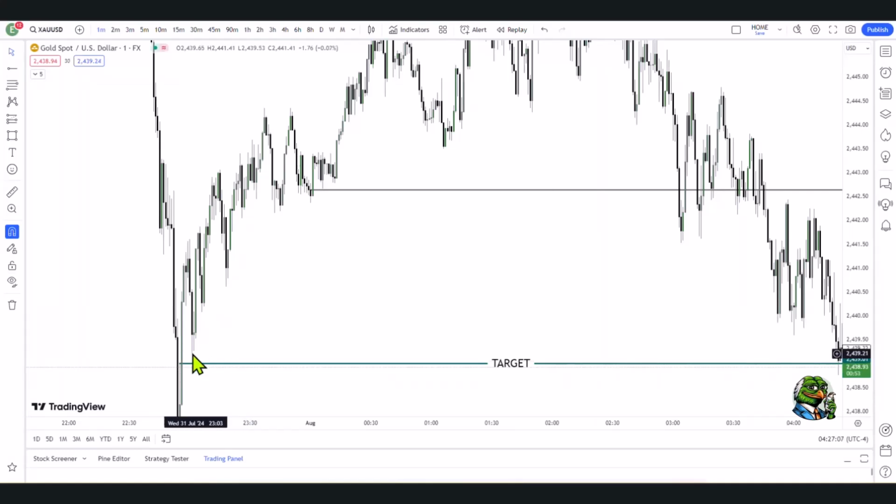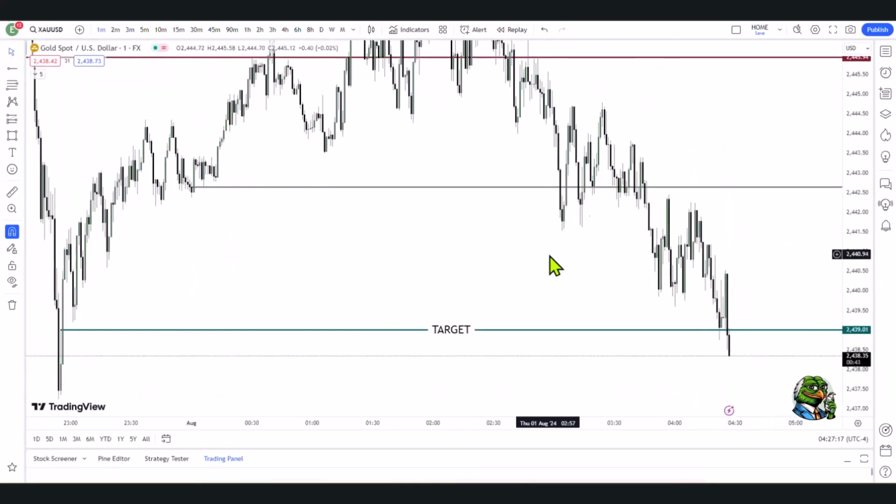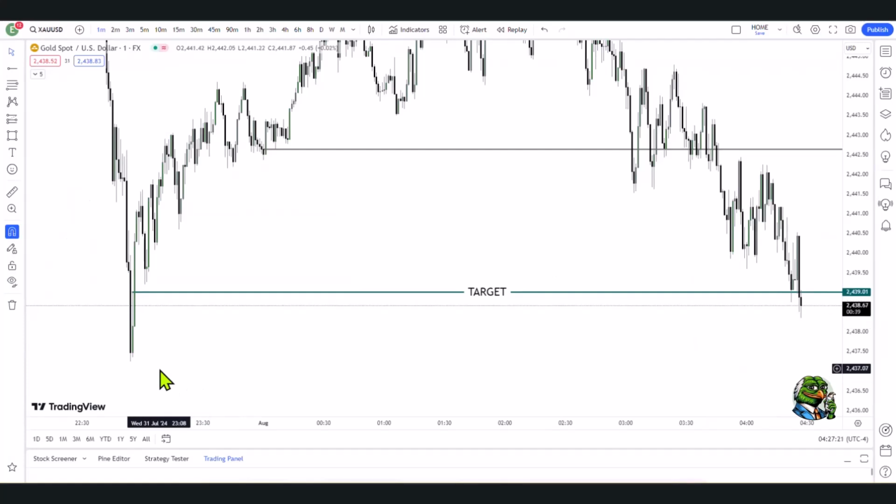You can see we're still going down because we will take out these Asia lows. I don't have to get the best target. I want to be in and out. This is the easy target. So that's the entry in that first 15 minutes of 3 a.m.